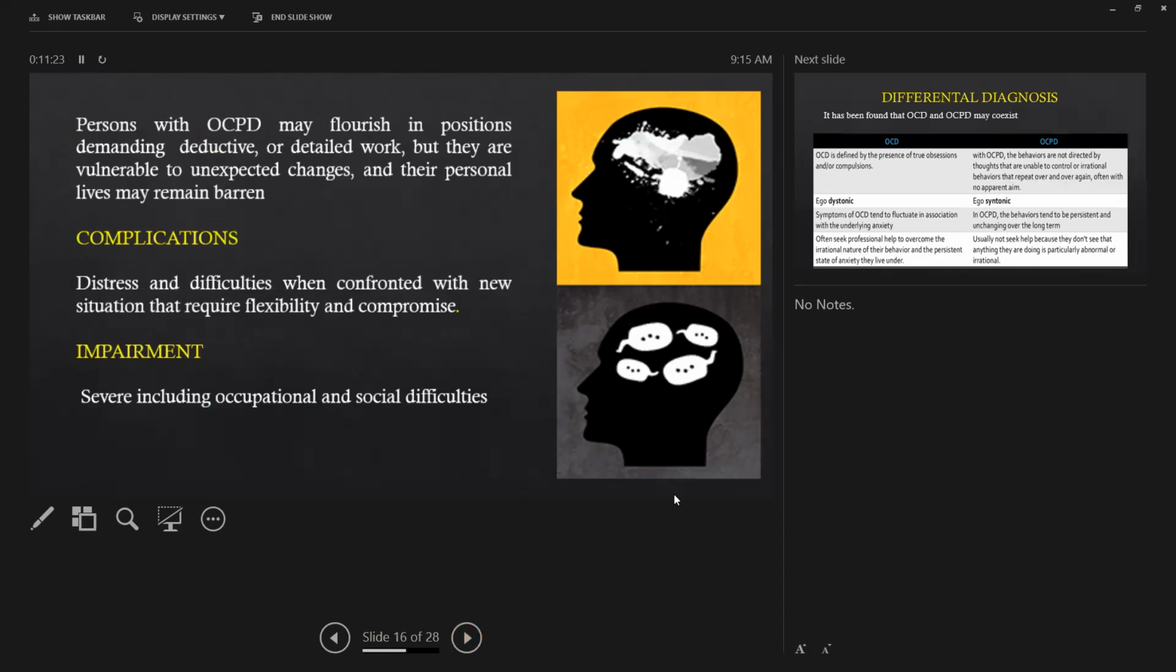A person with OCPD may flourish in positions demanding deductive or detailed work, but they are vulnerable to unacceptable change and their personal lives may remain barren. The complication seen is distress and difficulty when confronted with new situations that require flexibility or for the patient to compromise in a situation. The impairment is severe, including occupational and social difficulties.